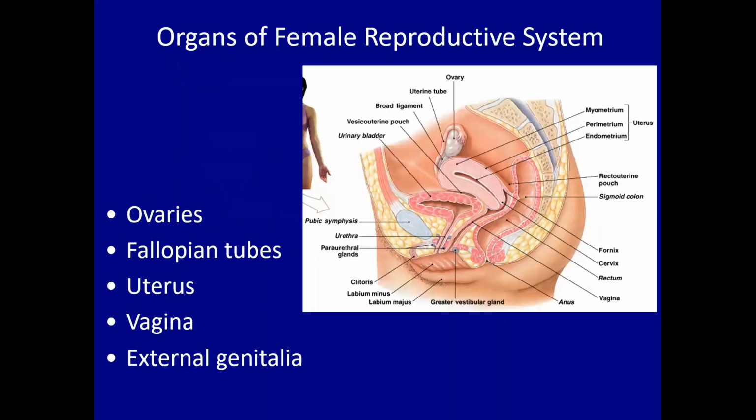The organs of the female reproductive system include the ovaries, the fallopian tubes, sometimes called the uterine tubes, the uterus itself, the vagina, and the external genitalia.